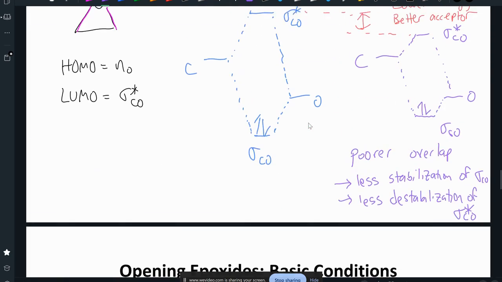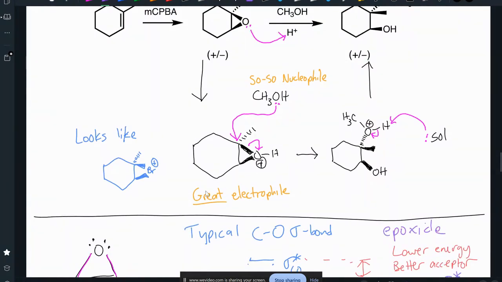Now notice the difference. In the first case I had a great electrophile and a so-so nucleophile. And in that case, the electrophile is in charge. So the electrophile decides, okay, where do I want to get attacked? And it wants to get attacked at the more substituted carbon.